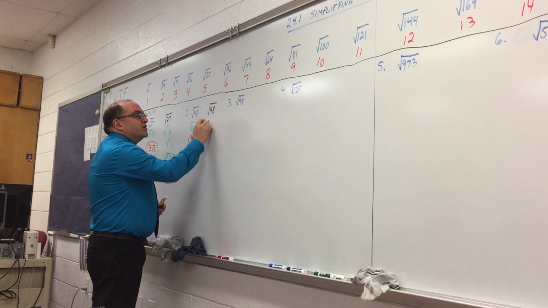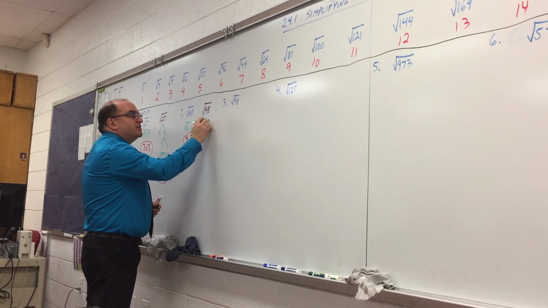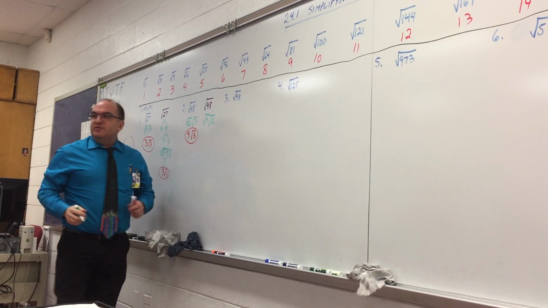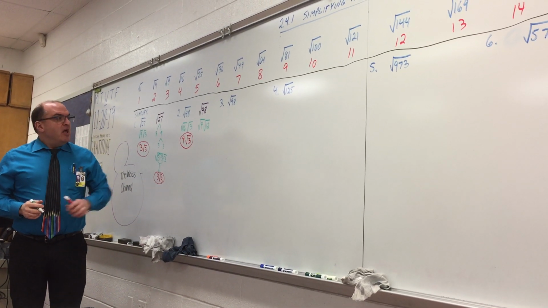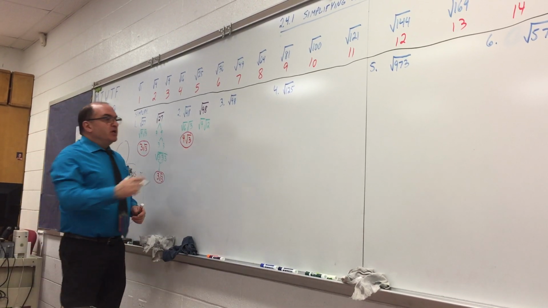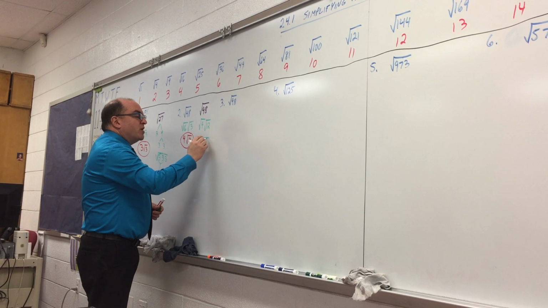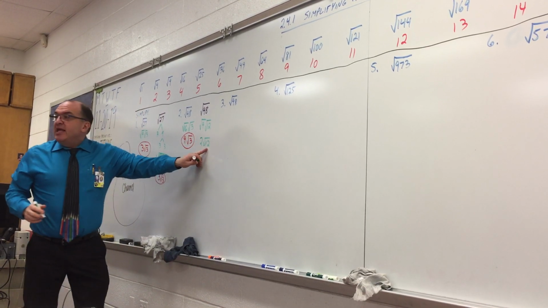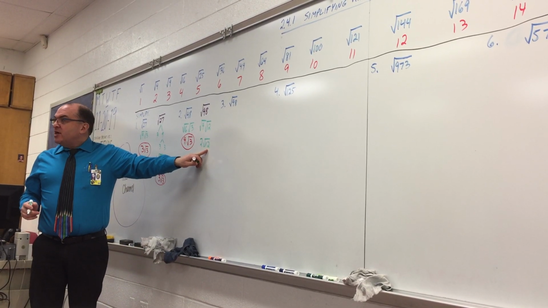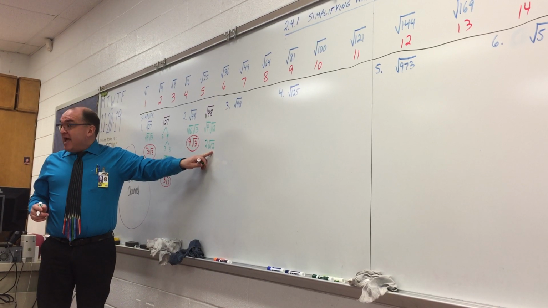All right. Square root of 4 times square root of 12. 4 times 12 is 48, okay? What is the square root of 4? 2. 2 square root of 12. But here's the thing. Now, is there a perfect square that goes into 12? No. Yes. No.